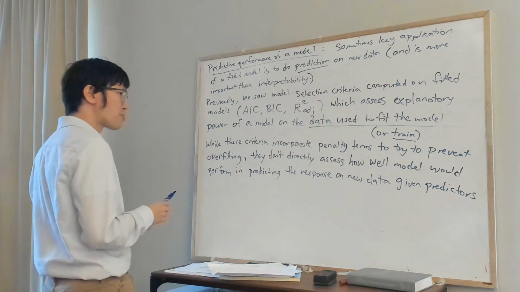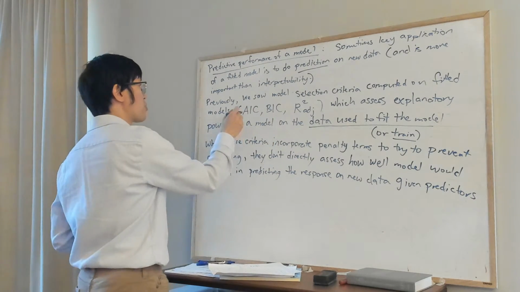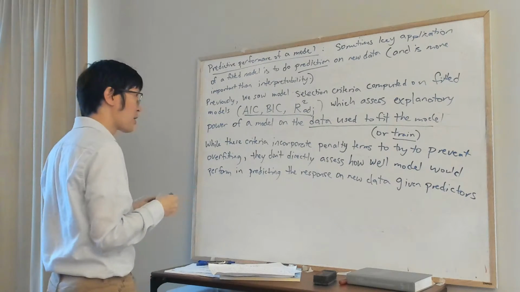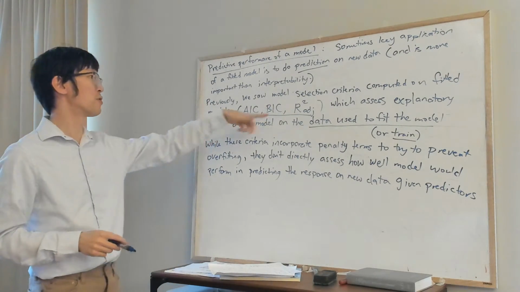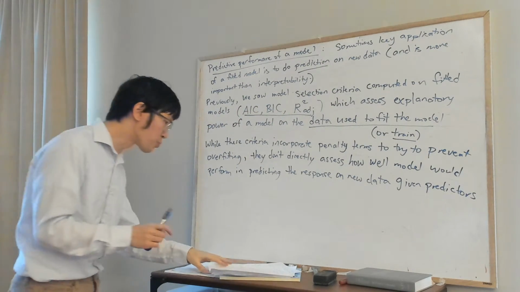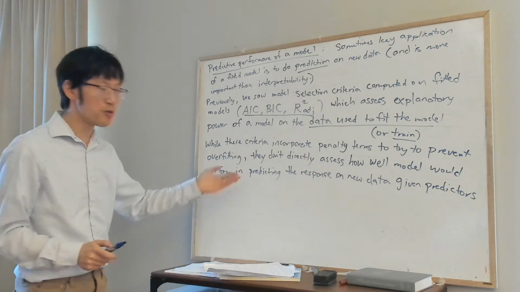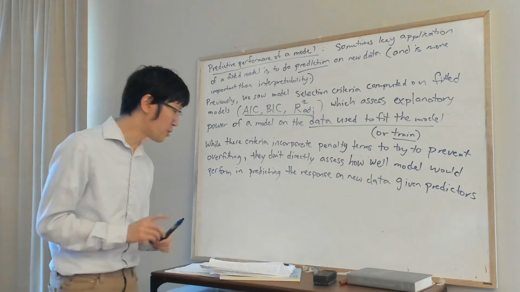Okay, so we've seen these explanatory metrics. When we did model selection previously, we focused on these three quantities, so you're quite familiar with these. At that time, I also mentioned that we can also use criteria that directly assess predictive performance.